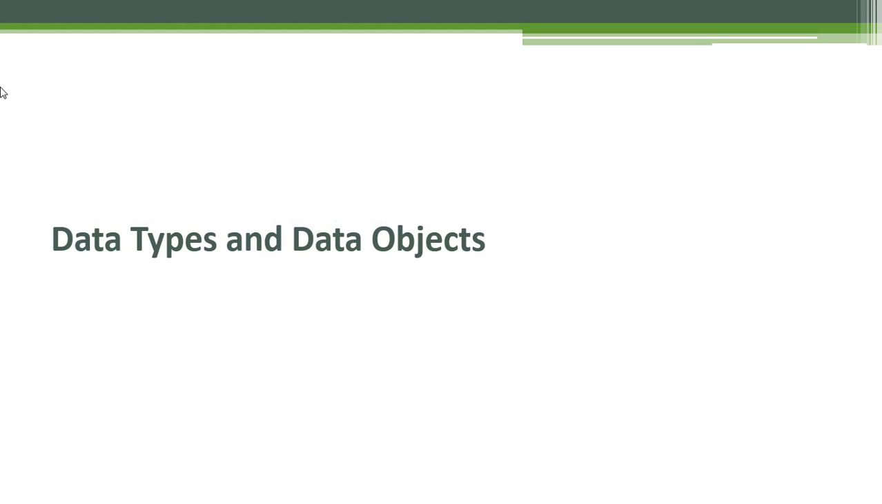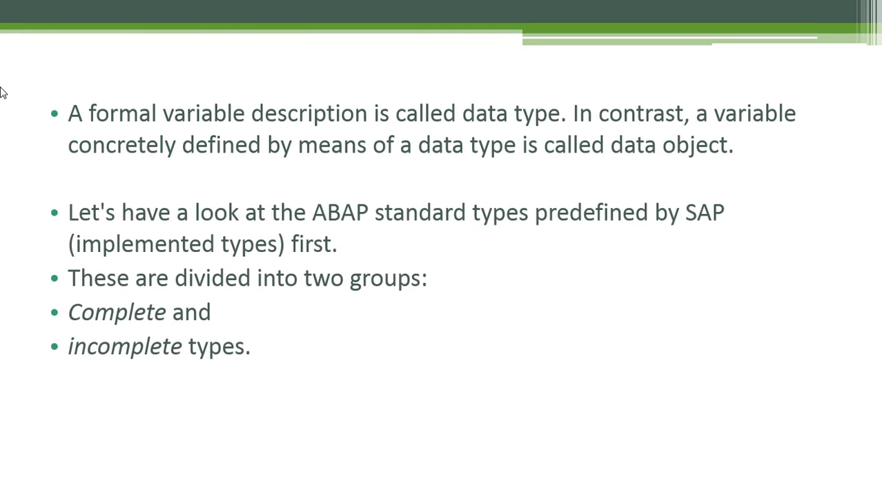Data types and data objects. A formal variable description is called a data type. In contrast, a variable concretely defined by means of a data type is called a data object. Let's have a look at the ABAP standard types predefined by SAP. Implemented types are first divided into two groups: complete types and incomplete types.